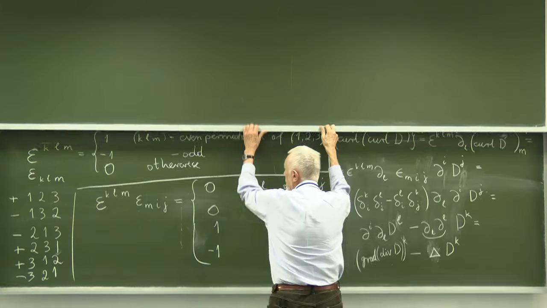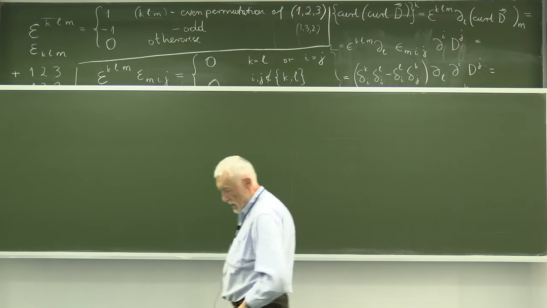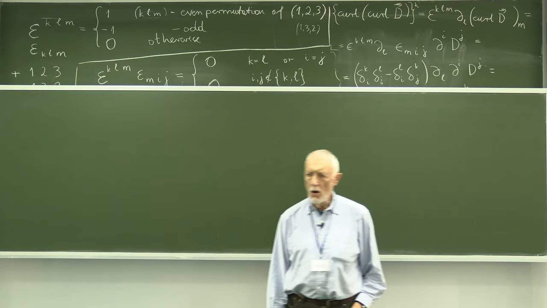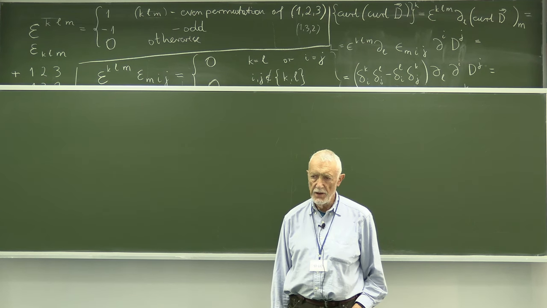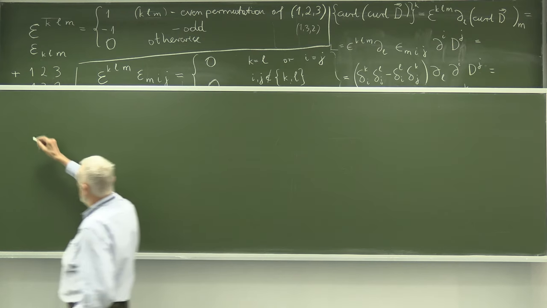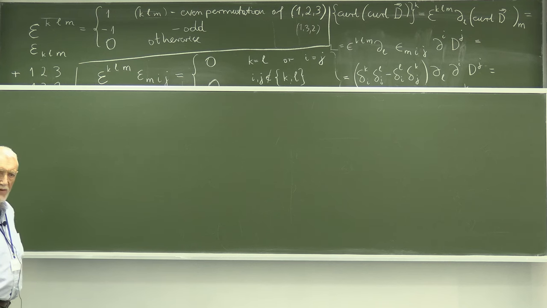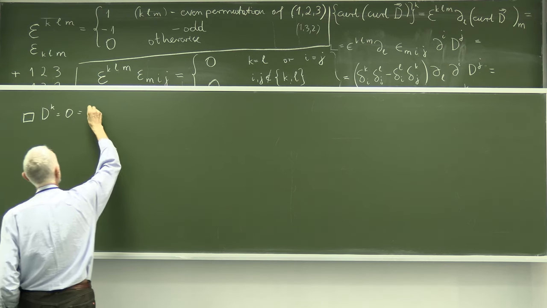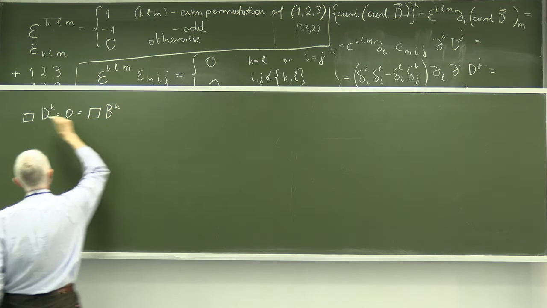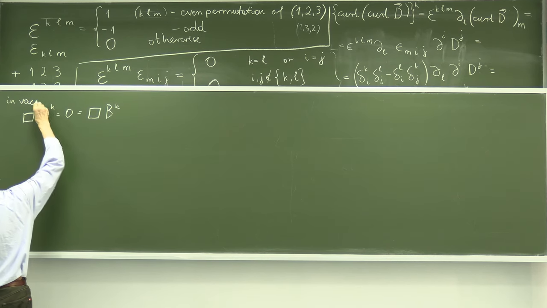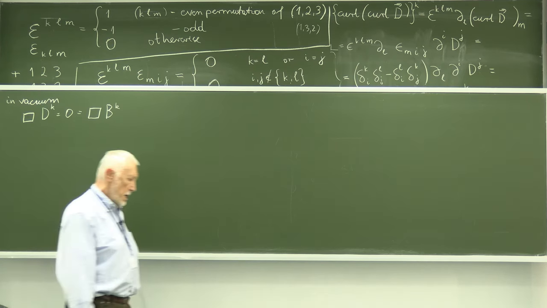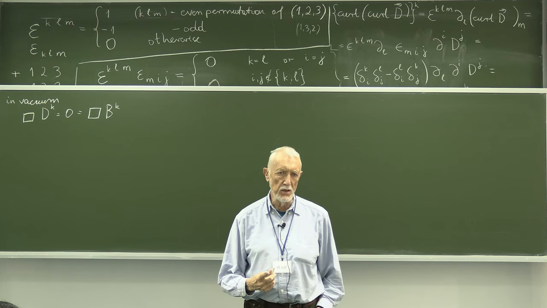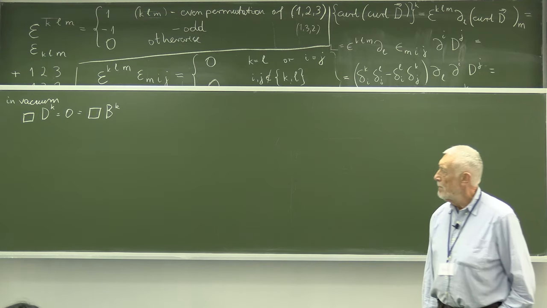Now, we already know that every component of the electric and magnetic field in the vacuum fulfills the wave equation, yeah? So the d'Alembertian of every component of D is equal to zero, and the same of B. Okay, but of course, in vacuum, because otherwise there is a charge density and the current density which enter into a game. But in vacuum, yeah.